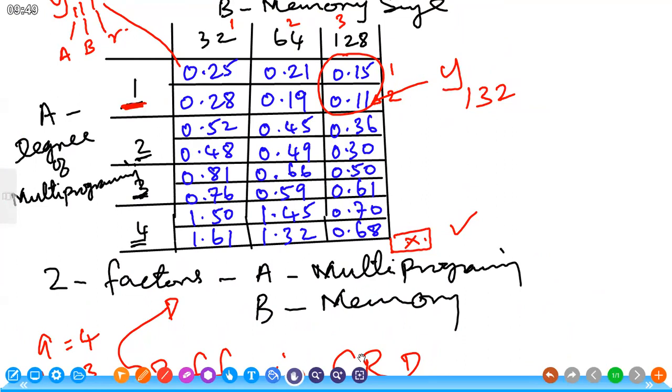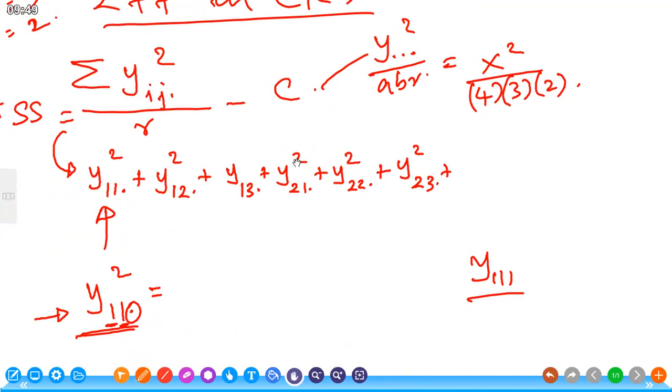0.25. Yeah, you will have to tell me before adding. You will have to tell what values you are adding. Everybody knows. We are adding 0.25 plus 0.28. That is the value, right? Now you tell the added value. 0.53.